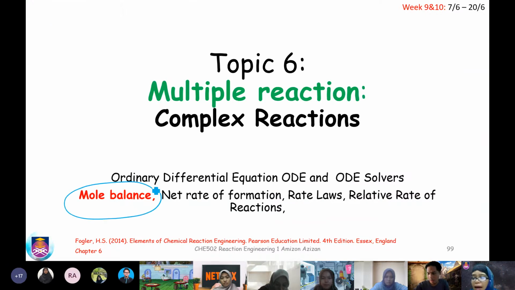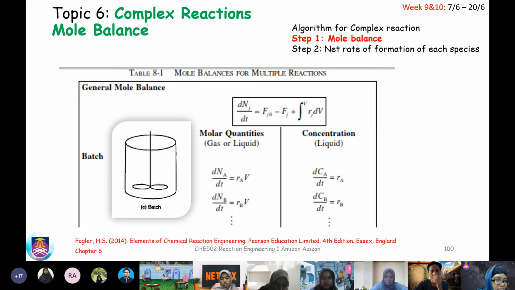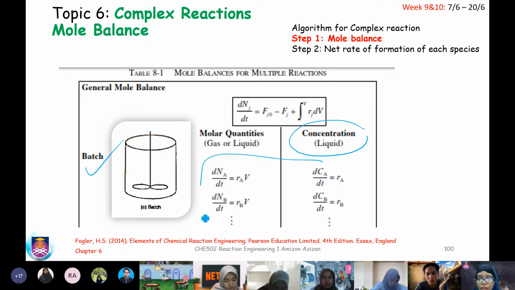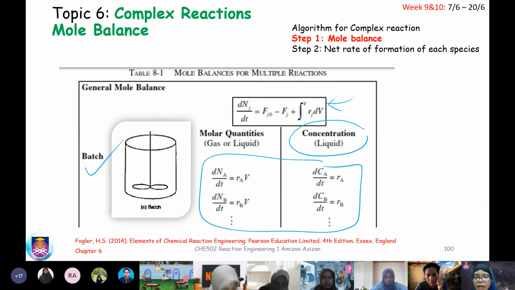Now, let us start by writing the mole balance. We will start with the batch reactor. You know that for a batch reactor, you can write the equation based on the concentration. Of course, those equations come from the mole balance equation, knowing that you don't have flow in and flow out. So finally, you may write the change of moles per unit time in a batch reactor, which is equivalent to the rate of formation of the species times the volume itself.